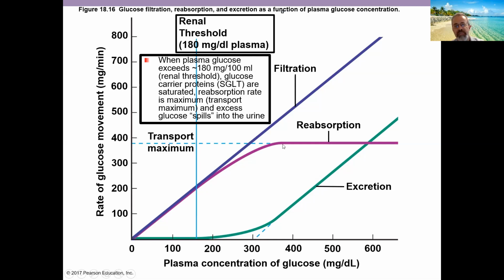And if you take a look at this magenta line, this is reabsorption. Although it's hard to see here, the reabsorption is occurring parallel to the filtration until we reach about 180, and then the reabsorption tends to level off, right? And this leveling off, of course, is due to the fact that we've basically saturated our carrier proteins, the SGLTs and the GLUTs, but primarily the SGLTs, so they can't keep reabsorbing any more.